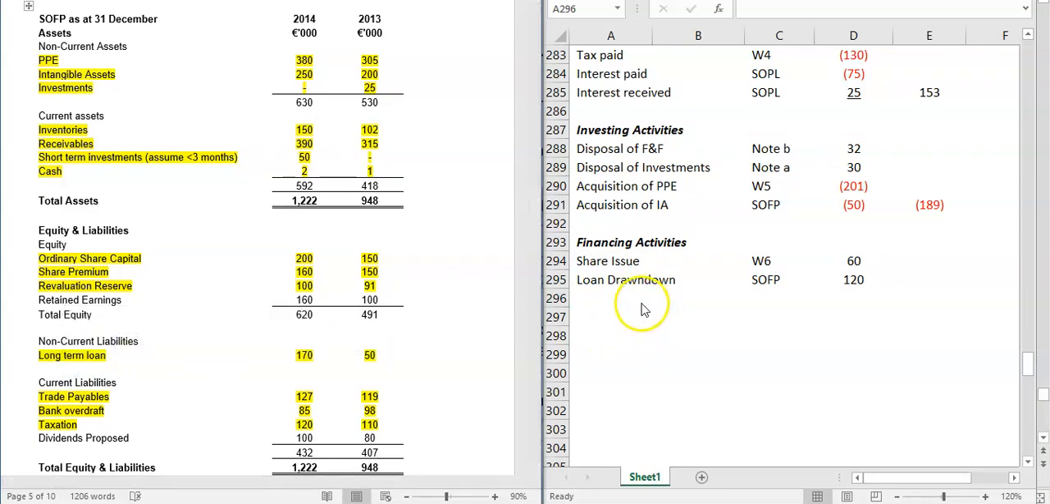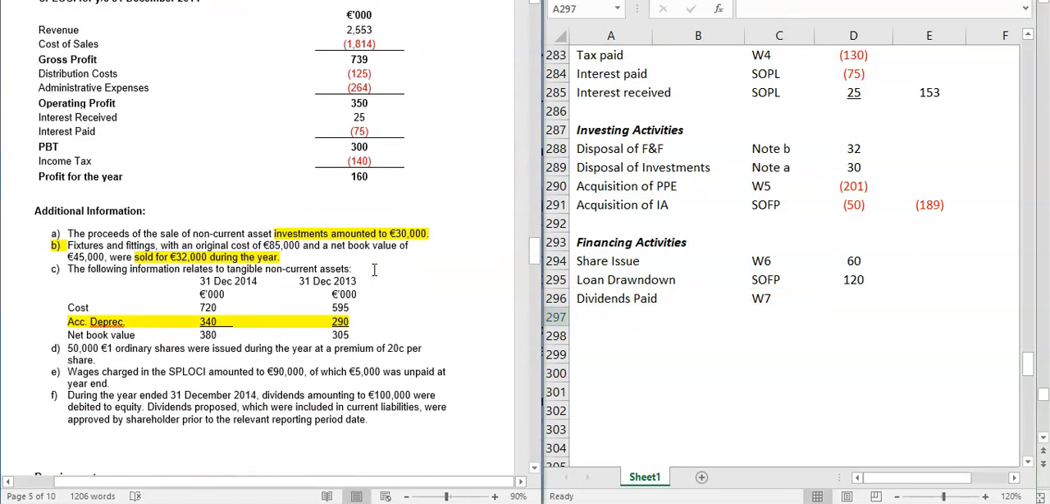And the last one we're left with then is dividends paid, which we're going to look at as working 7. So remember, they tell us in the notes which they didn't have to. During the year end, 31st December 2014, dividends of 100,000 were debited to equity.